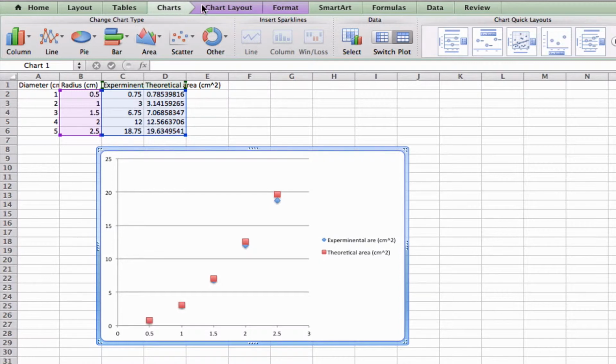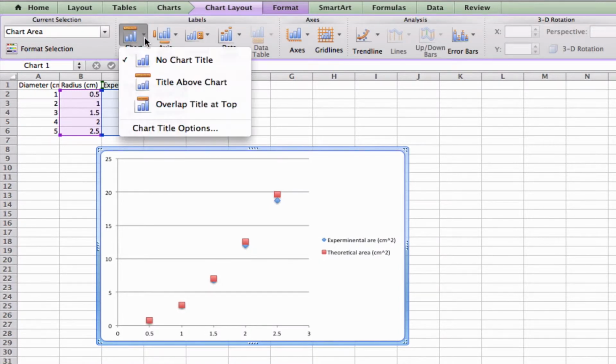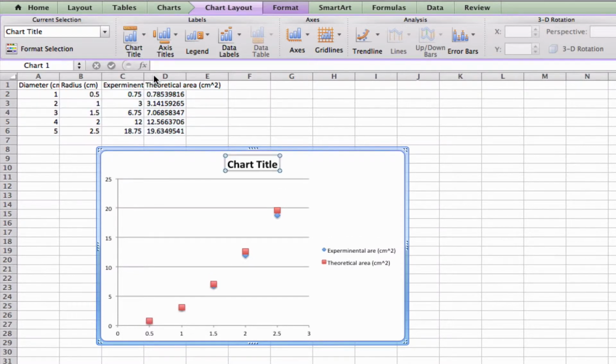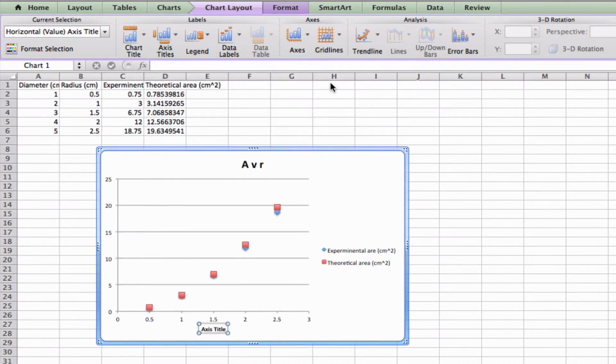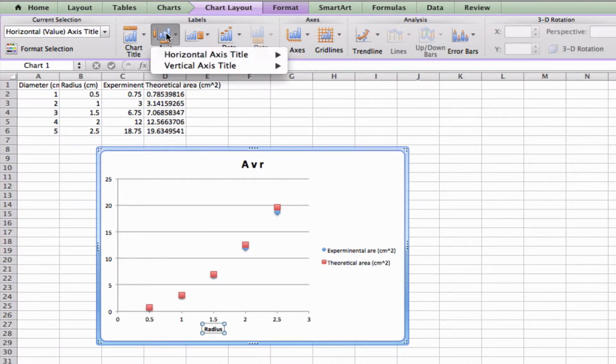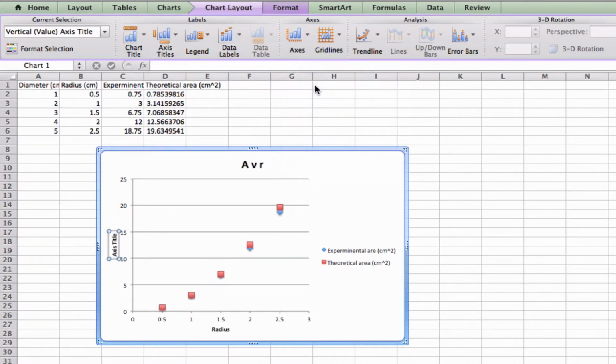So let me put a title in quickly. Your title needs to name both variables. So this could be area versus radius. You would write it out if you were handing this in, unless you're very lazy. This would be radius down here, and on the vertical axis we would have area.